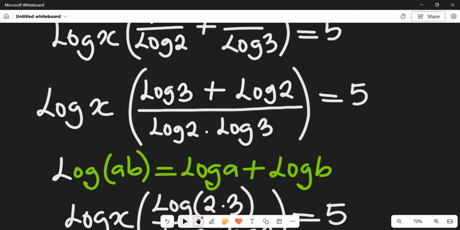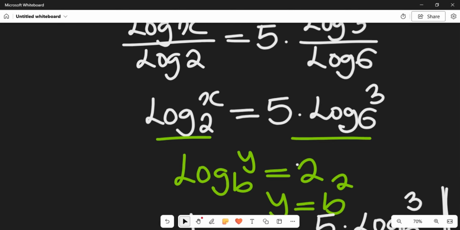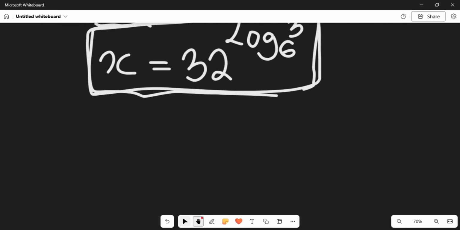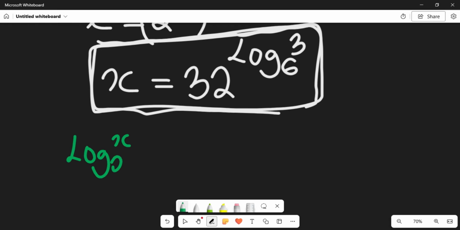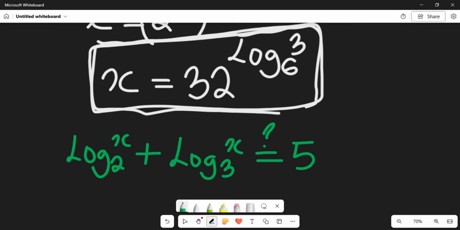Now we can check if our solution is actually right. To check, we have to plug this solution into the expression in order to find out if the left hand side can be equal to 5. Now let's try that. If we plug that in, we're going to have the log of x base 2 plus log of x base 3, which we know are different numerators. Can they be equal to 5 if we plug this expression into that? Now let's check that out.